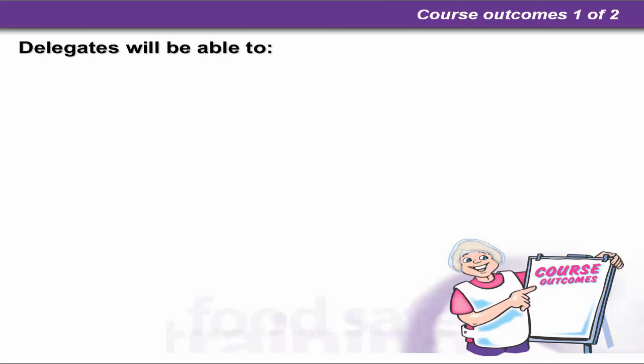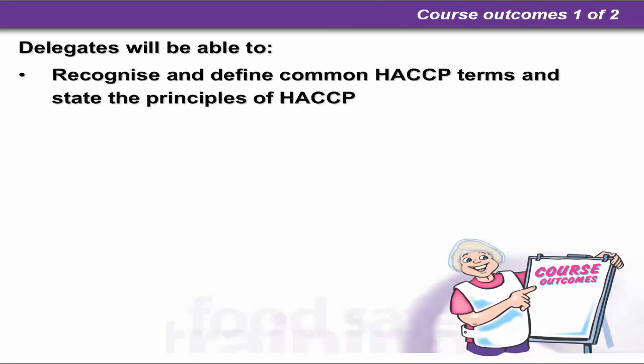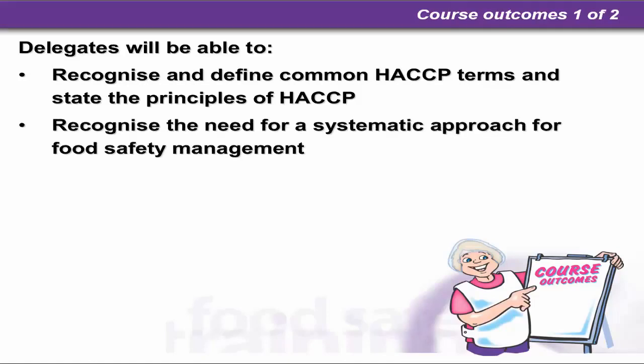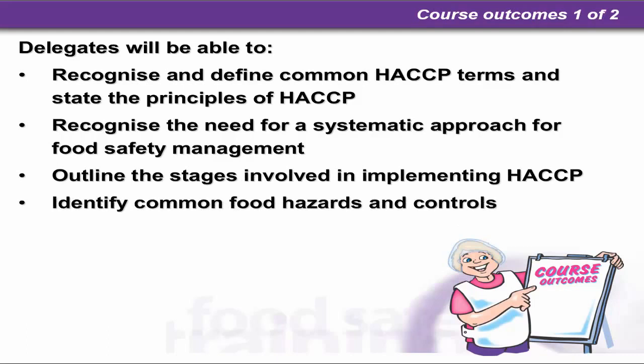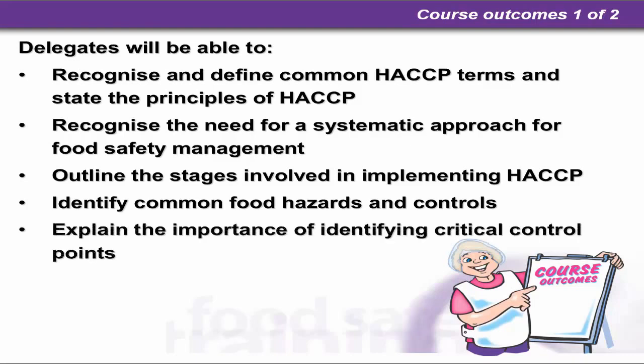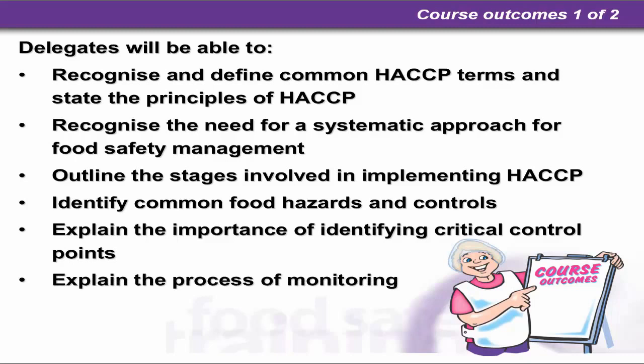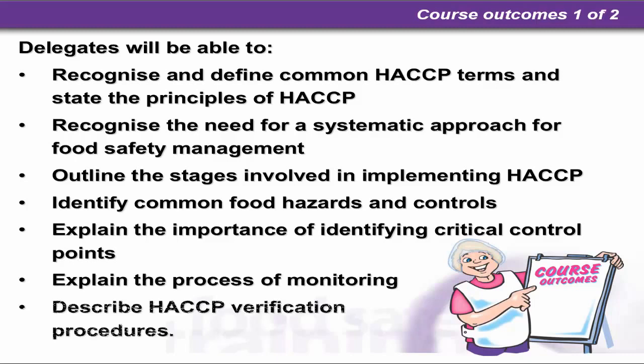At the end of the course, delegates will be able to recognise and define common HACCP terms and state the principles of HACCP, and that's how you pronounce it, it's HACCP, although there's no A after the second C before P. Recognise the need for a systematic approach for food safety management. Outline the stages involved in implementing HACCP. Identify common food hazards and controls. Explain the importance of identifying critical control points. Explain the process and monitoring.